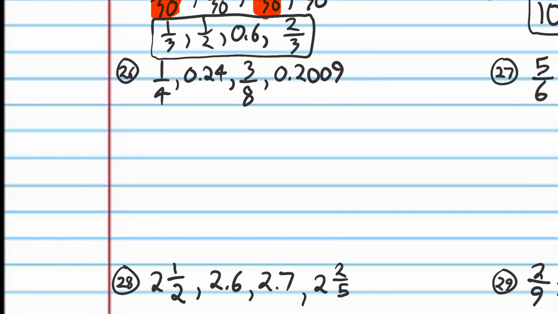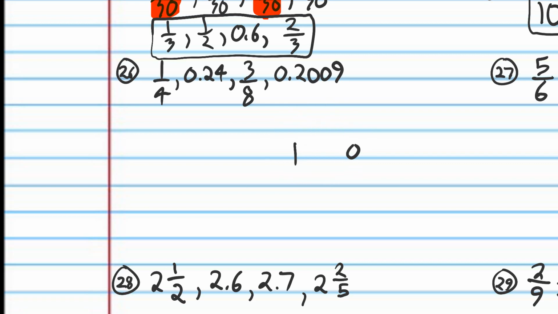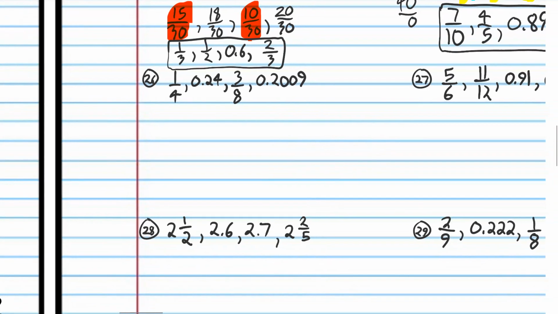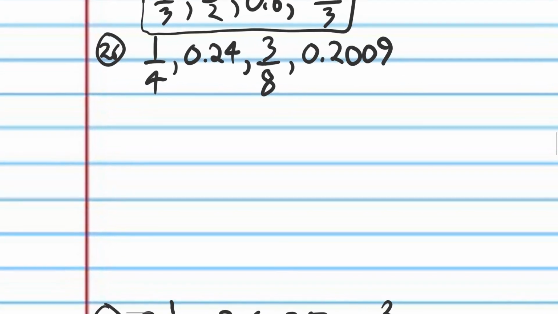In this problem, I'm going to tell you right now that if you try to change them to fractions, this is going to be 2009 over 10,000, because the number farthest to the right is in the 10,000ths place. Obviously we don't want to deal with that. So in this problem, you're going to want to change all these numbers to decimals. Go ahead and do that, and when you come back, we'll do it together.